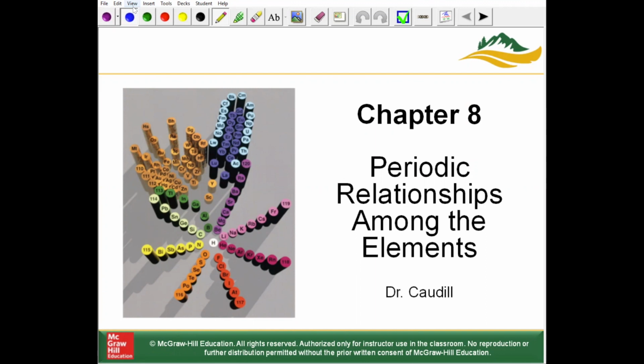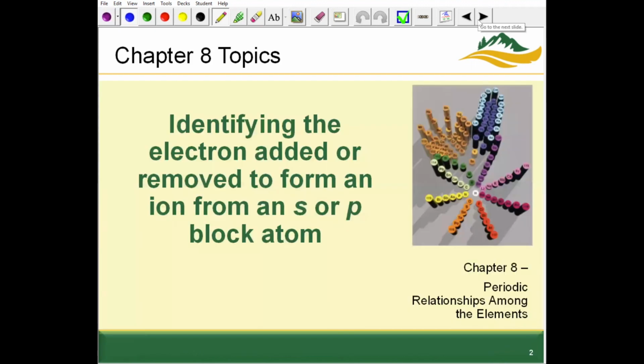Hi all, we're going through chapter 8 now, periodic relationships among the elements. In this first topic in chapter 8, identifying the electron added or removed to form an ion from an s or p block atom. We know anions will gain one or more electrons to become negatively charged, and cations will lose one or more electrons to become positively charged.